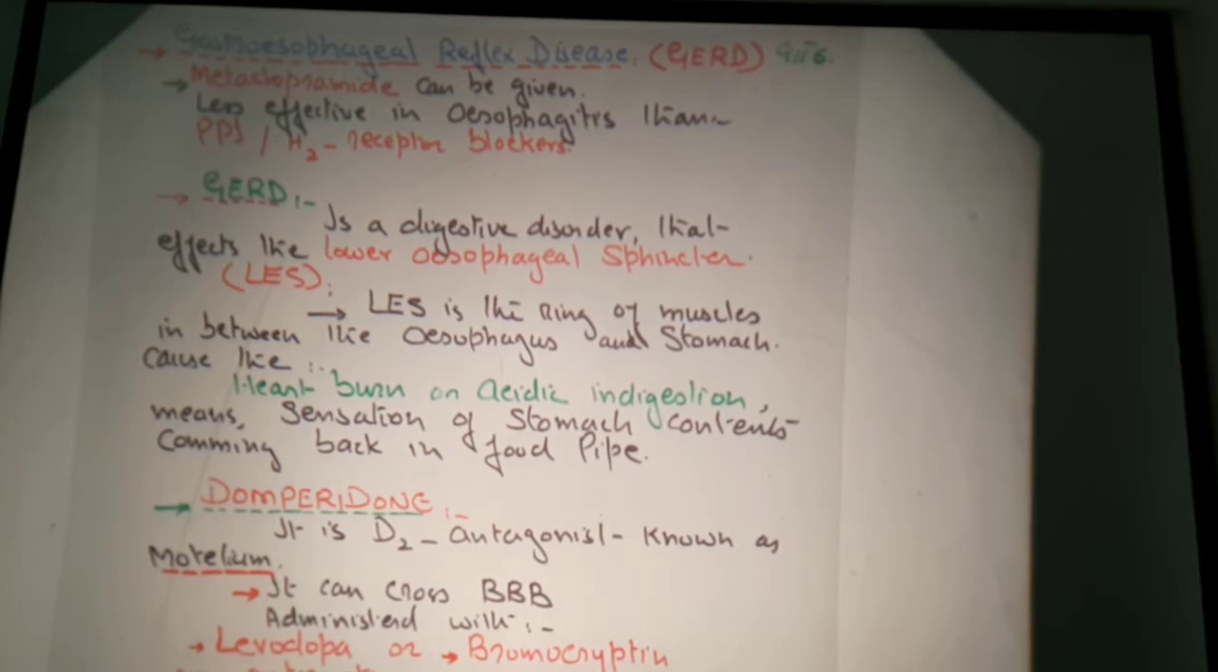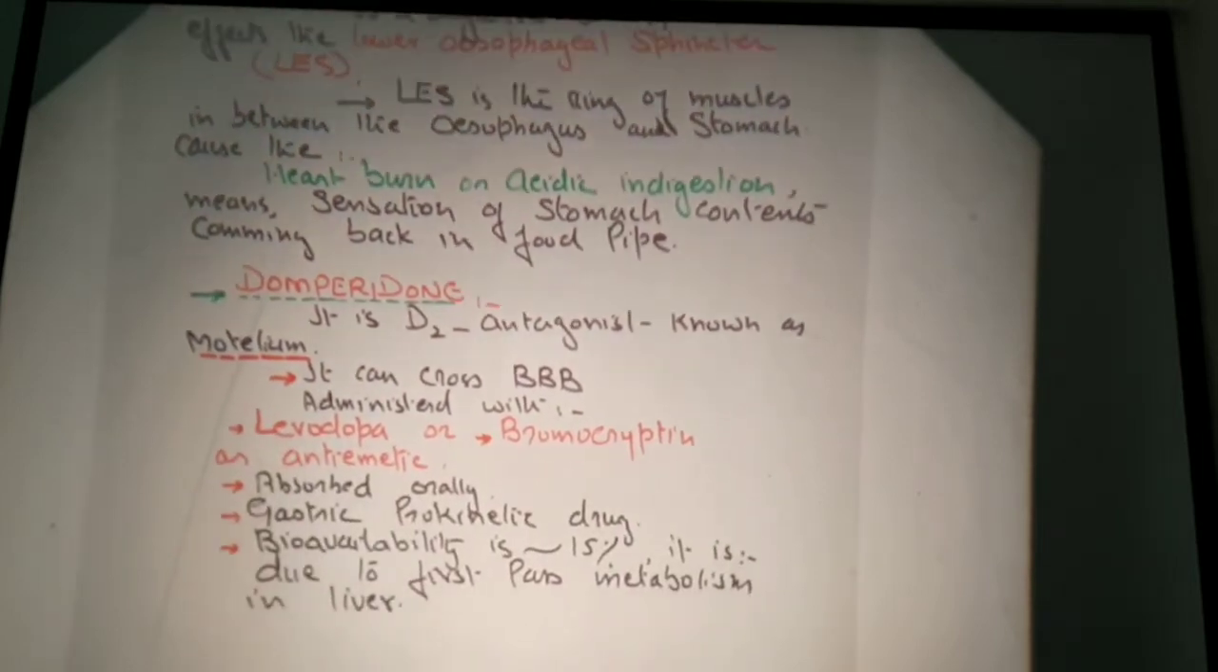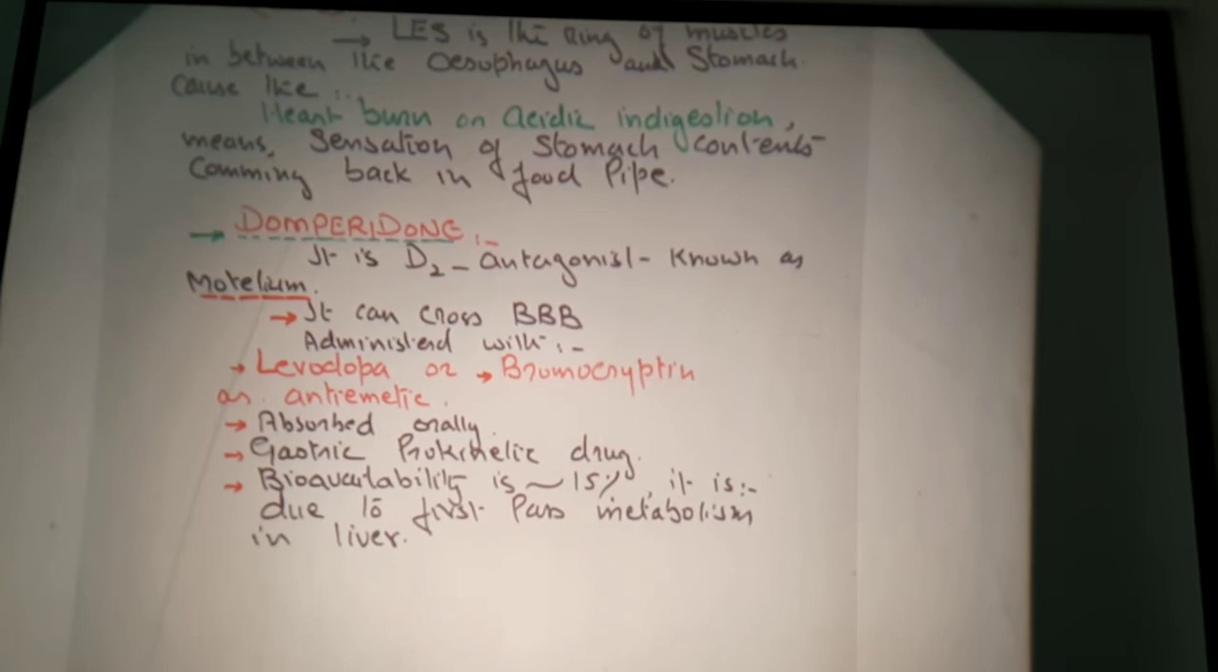That is, the patient feels the sensation of the food coming back from the stomach into the food pipe. It is due to that, the heartburn or the acidic indigestion. So domperidone, next drug is domperidone. Domperidone, it is a D2 antagonist known as motilium.